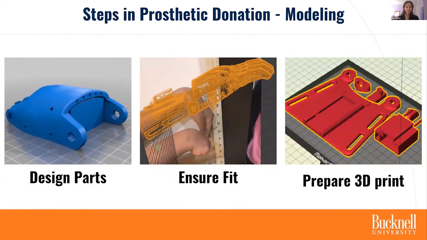After connecting with the family, the next step in prosthetic donation is the modeling of the prosthetic. Enable at Bucknell uses several different computer softwares to help us 3D print and build arms. First, the prosthetic parts are designed in a computer-aided design software like SolidWorks. Then we use an animation software called Blender to ensure that the prosthetic model fits the kid that we're building it for. And finally, we use a 3D printing software to prepare the 3D print.